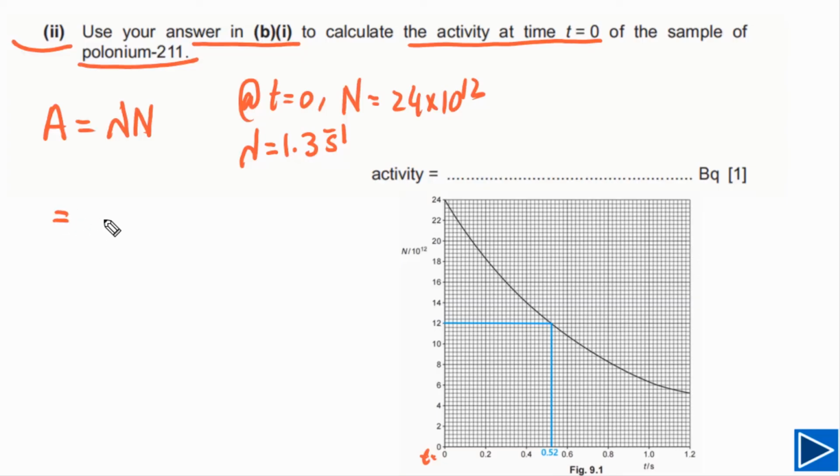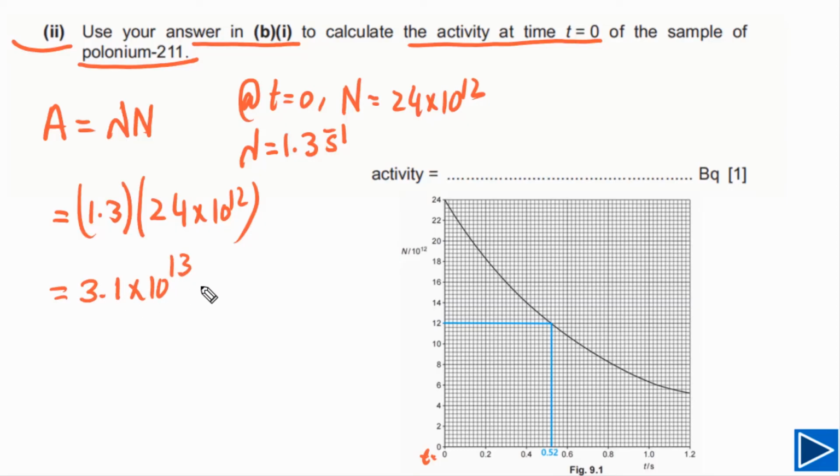Now simply we have to multiply these two. So we plug in the value of lambda times N, where N is equal to 24 times 10 to the 12. If we simplify this, our final answer will be 3.1 times 10 to the 13 per second, or we can simply write Bq, meaning number of decays per second, becquerel. That's all we have to do for this question. If you got the right answer, you will get 1 mark, because this question has only 1. This is our final answer, up to 2 SF, because the least number of SF in the raw data is 2, so our answer also has 2 SF.